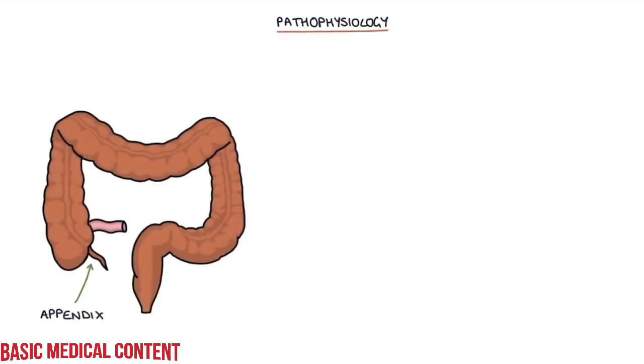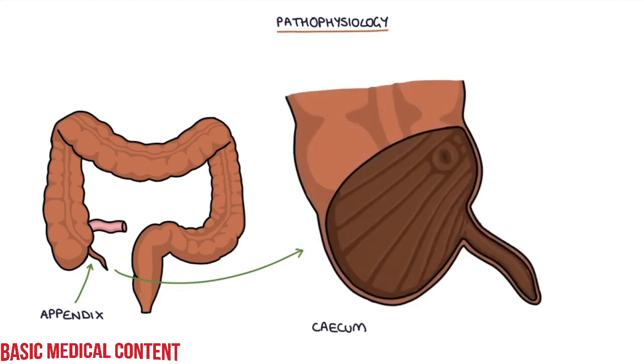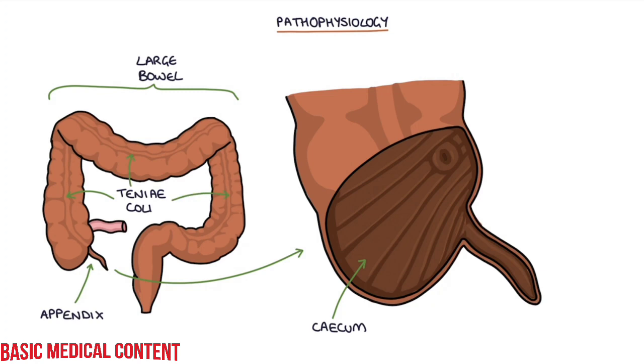Let's talk a bit about the pathophysiology. The appendix is a small tube that arises from the cecum, which is part of the large bowel. It is located at the point where the three tinea coli meet. The tinea coli are longitudinal muscles that run the length of the large intestine. There is a single opening to the appendix that connects it to the bowel, and this leads to a dead end in the appendix.